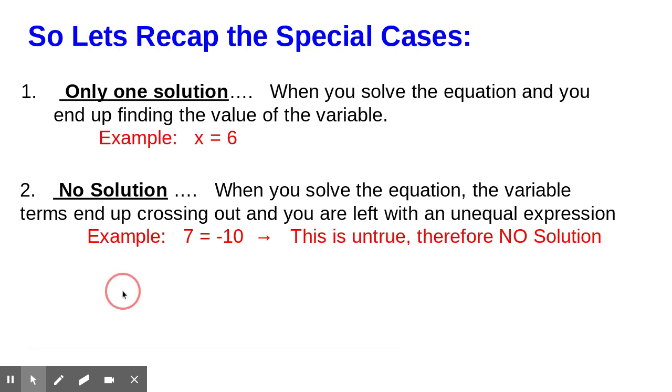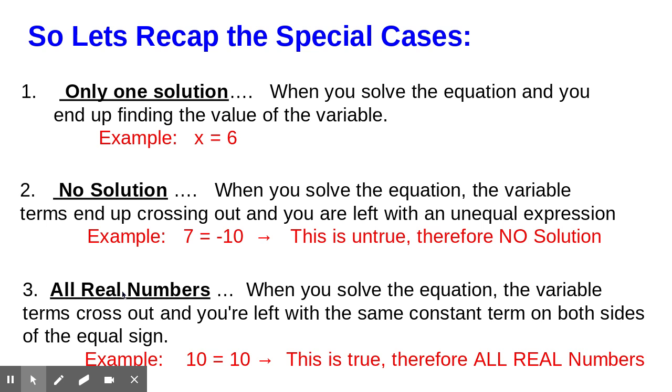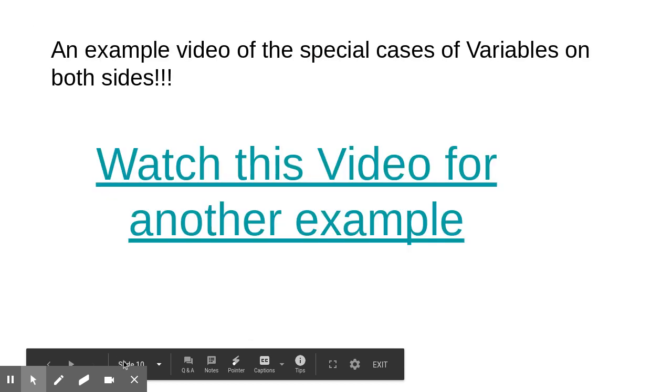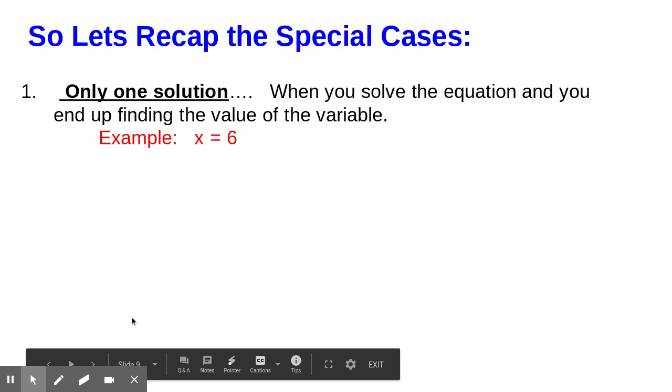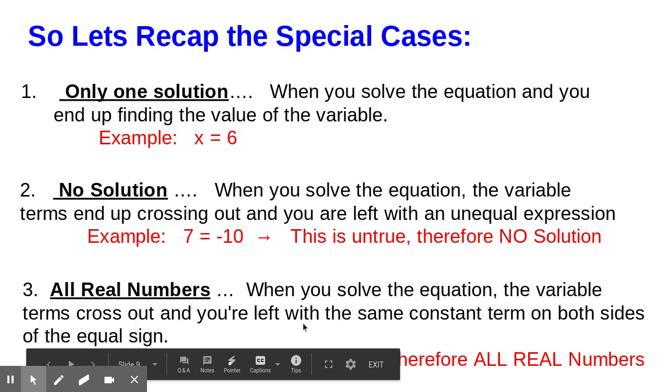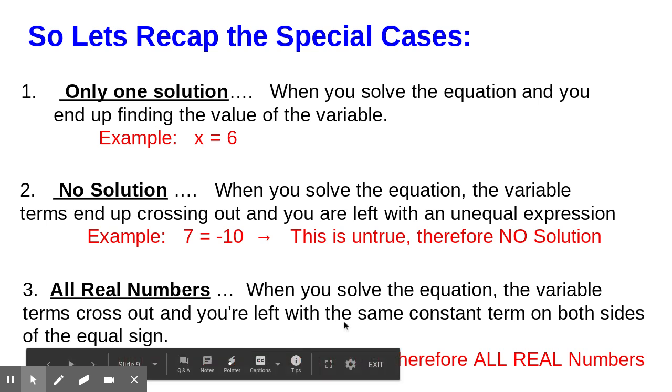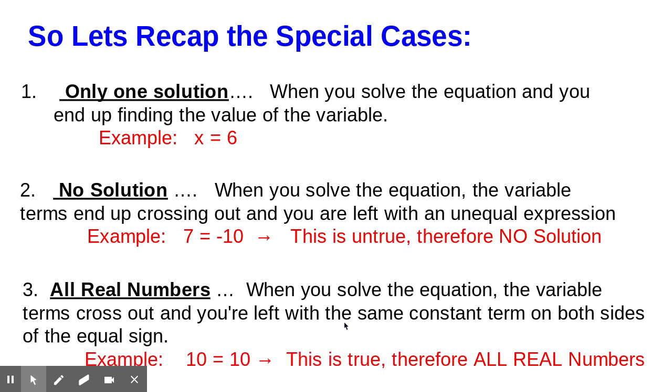And the last example that we have here is all real numbers. That's when you solve the equation and the variable terms cross out and you're left with the same constant term on both sides of the equation. So for example, you end up with positive 10 equals 10. That means you have all real numbers as part of your answer. Okay.